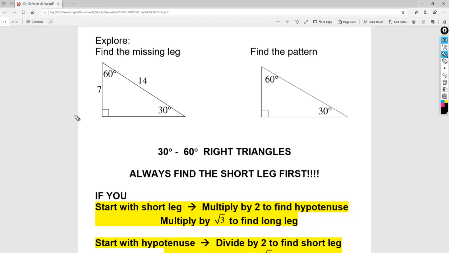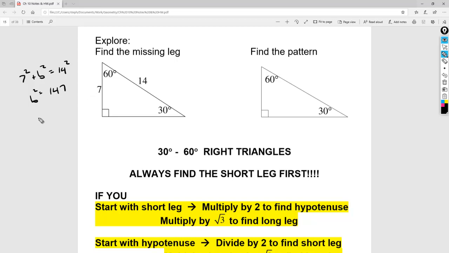Okay, moving on to my 30, 60, 90 triangle. We'll do the same thing. So let's first explore using the Pythagorean theorem. I want to find my missing leg. So I'll set this up as 7 squared plus, we'll call that b squared, equals 14 squared. If we know our perfect squares, I know that b squared is 196 minus 49, right? So that's going to give me 147.